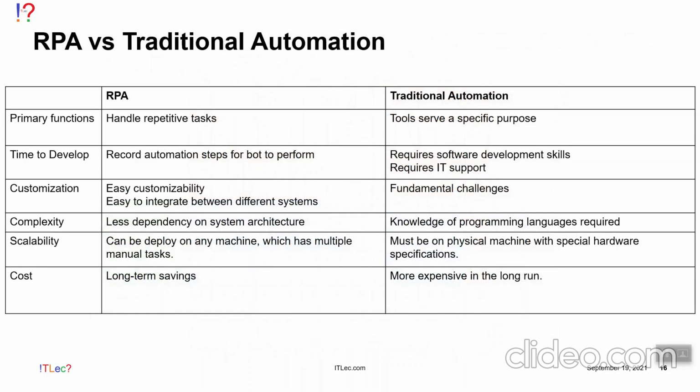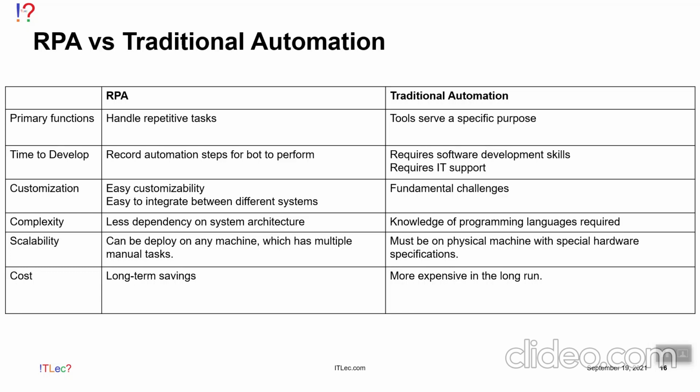Here we have RPA versus traditional automation. So the differences: primary functions. In RPA, we handle repetitive tasks. In traditional automation, we have tools to serve a specific purpose. Time to develop: RPA is much faster because one of the options we have is to record automation steps for the code to perform. But traditional automation requires software development skills and IT support. Customization: RPA is easy to customize, and it's easy to integrate between different systems.